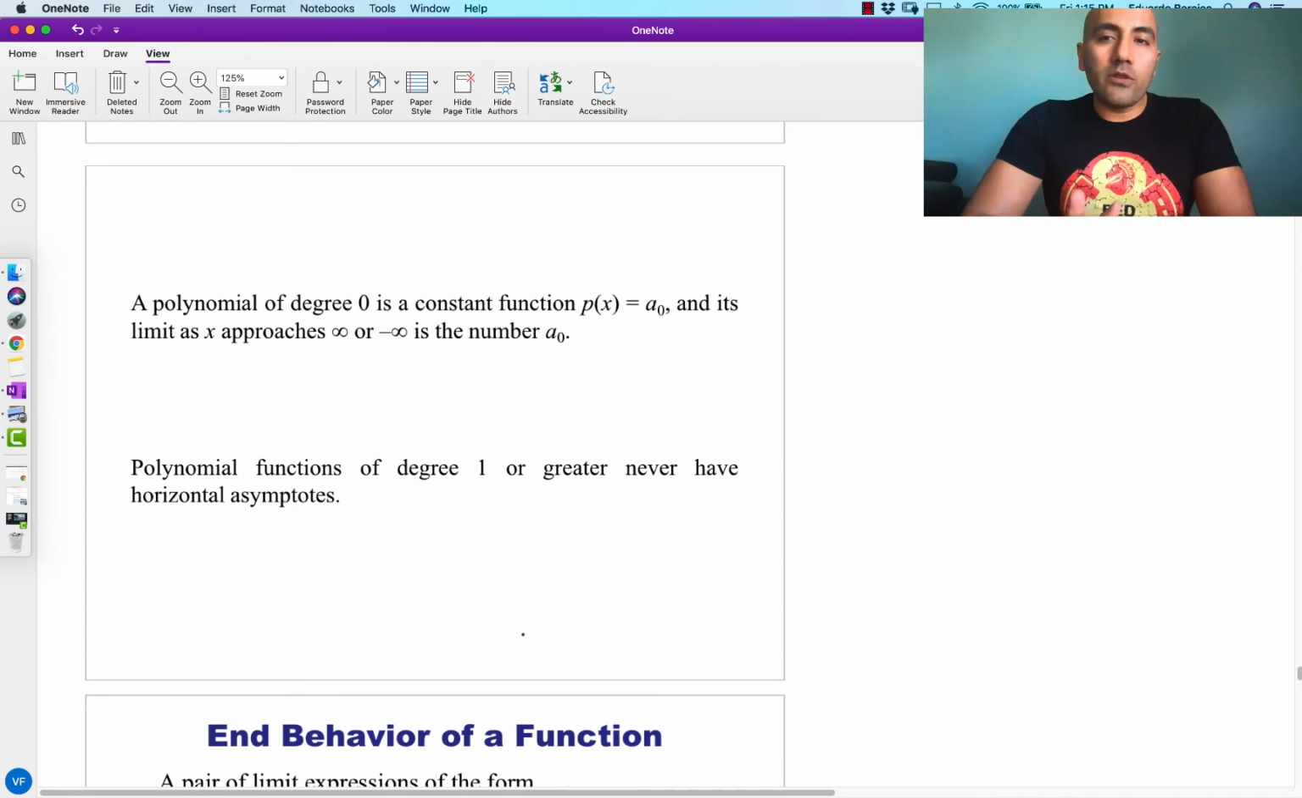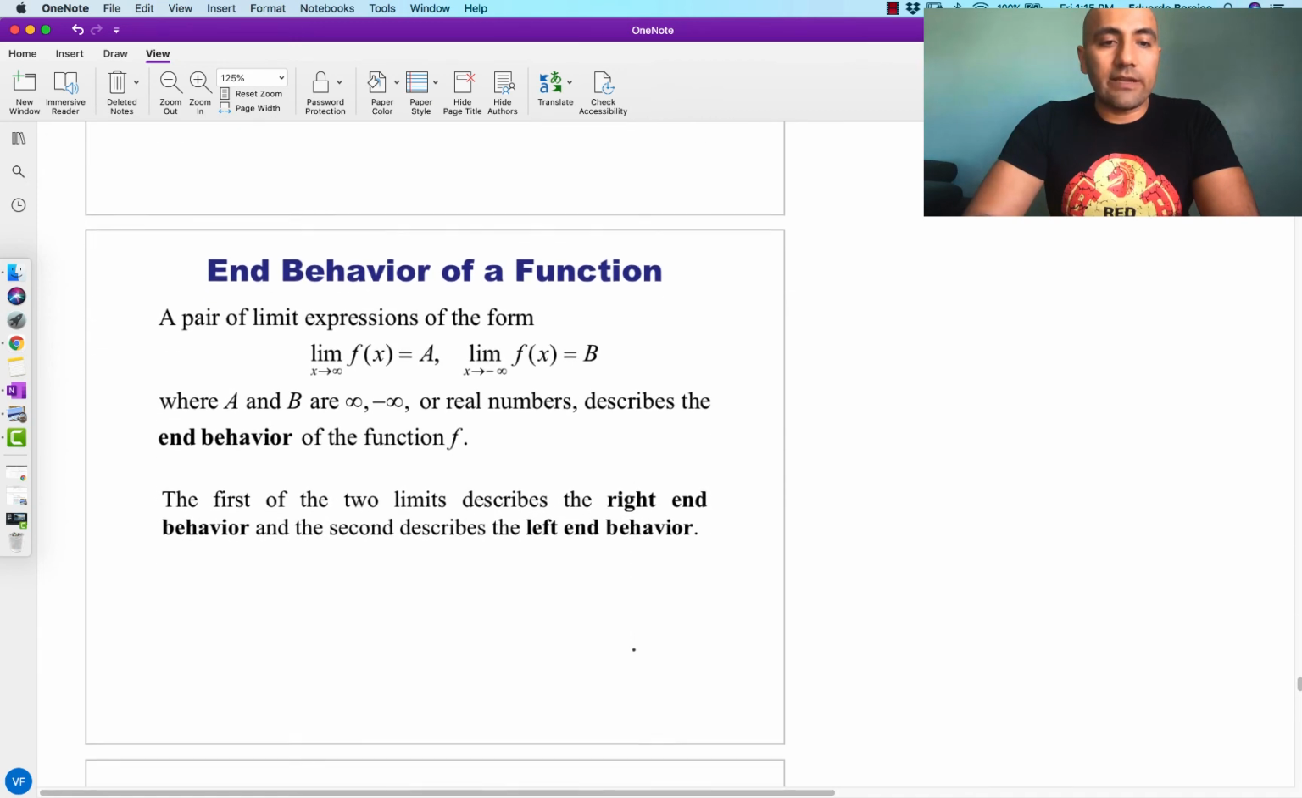Notice that a polynomial of degree 0 is a constant. So if we have p of x equals a naught, some constant, its limit as x approaches positive or negative infinity is just going to be equal to that constant. So polynomial functions of degree 1 or greater never have horizontal asymptotes. They always grow toward positive or negative infinity. It's just going to be up to you to determine where it is heading, toward positive or negative infinity.